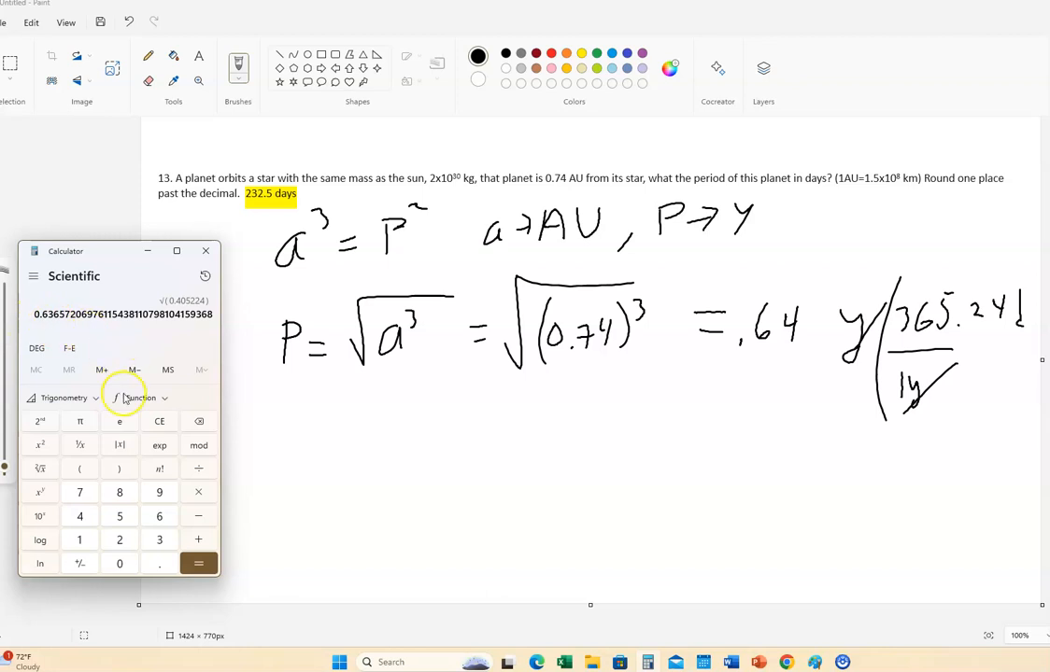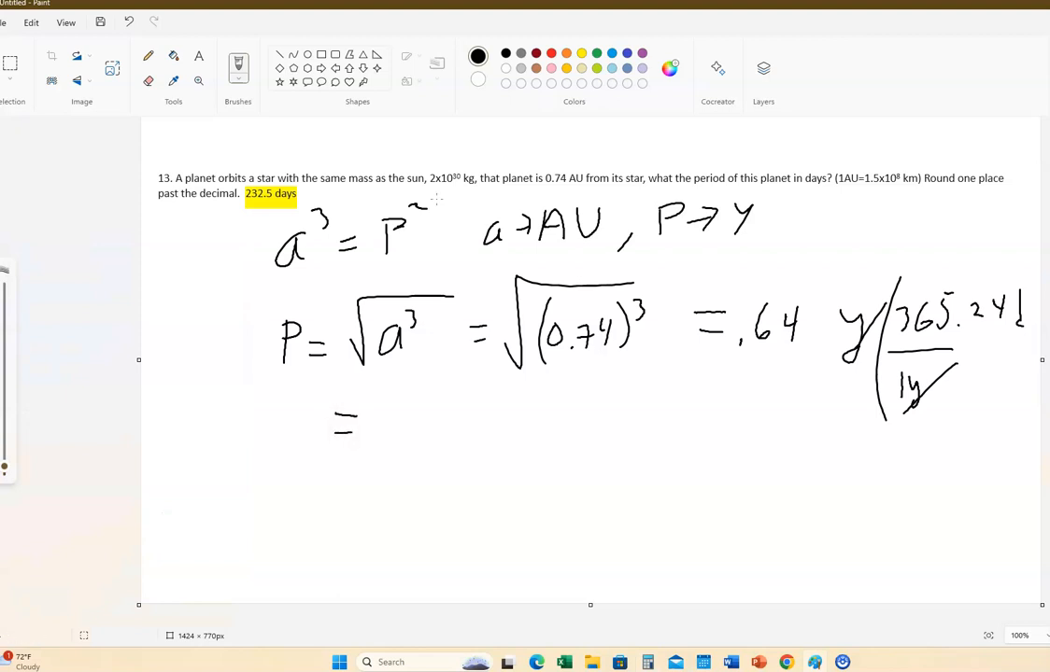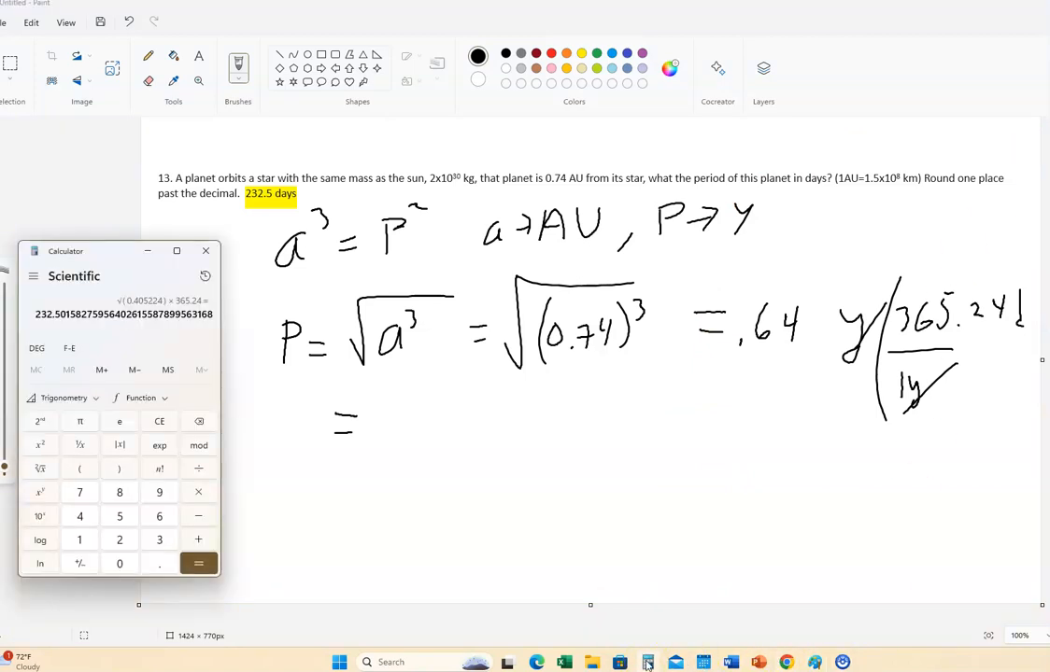So here it is. There's the unrounded number times 365.24, the number of days in a year, and there is our answer. It tells us to round to one place past the decimal. Let me get my calculator again and just read it off the calculator. It's the same as the answer I got before, because I didn't round anything until the end.